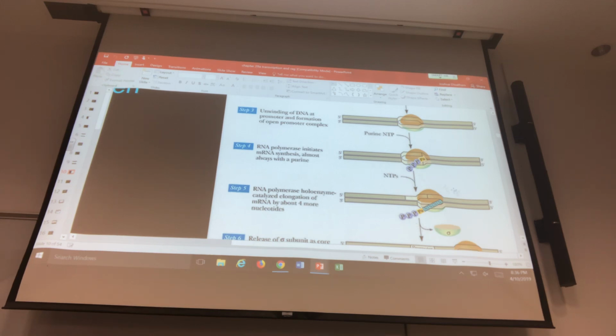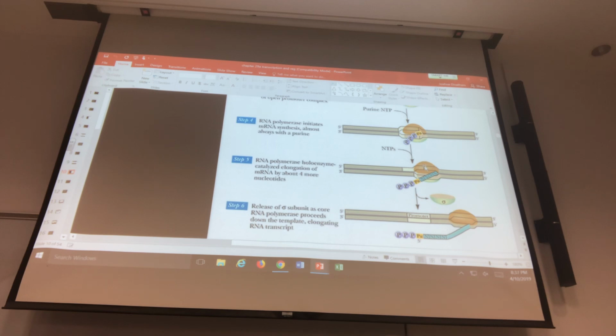The very first one will always be a purine. That is a unique feature of prokaryotic transcription by RNA polymerase, that the very first base is going to be a purine, which are what 2 options? Anyone remember? A's and G's. So your first nucleotide in your mRNA will be either an A or a G because of the initiation phase.